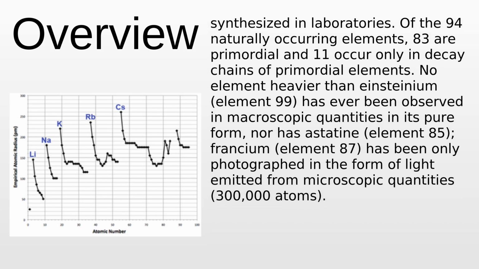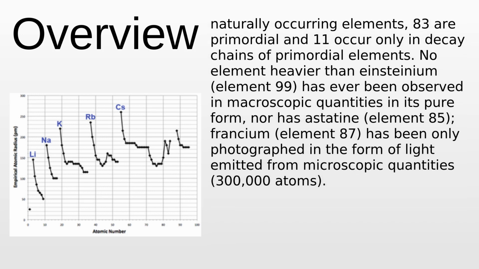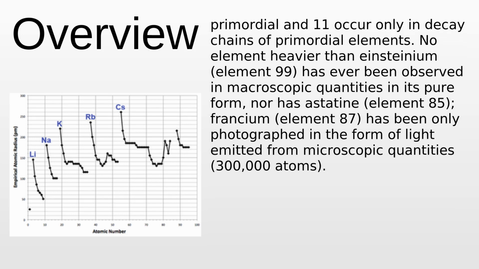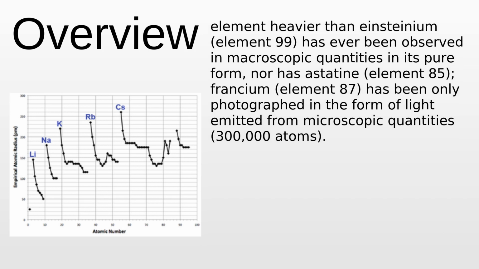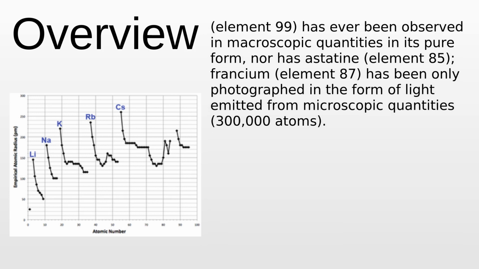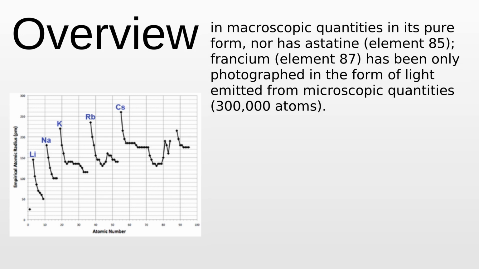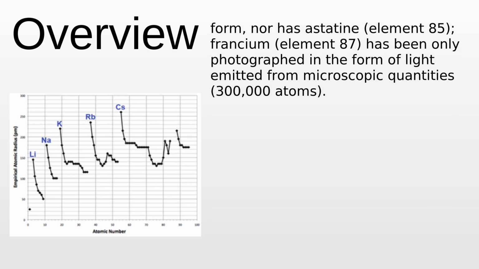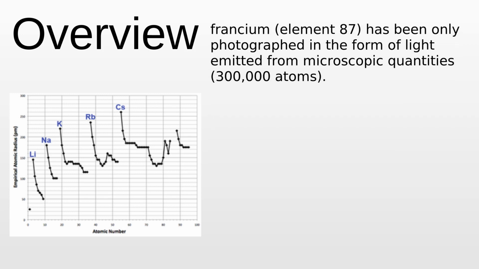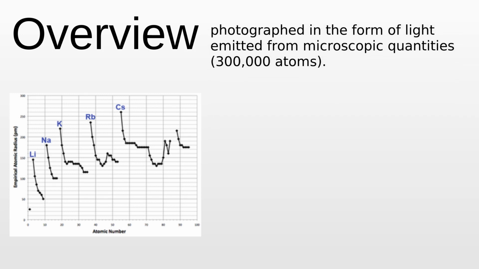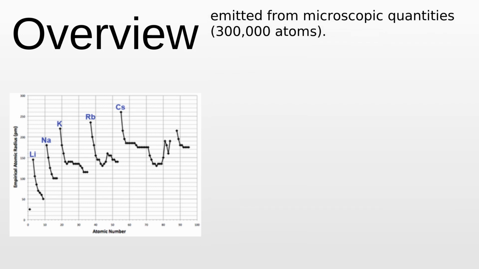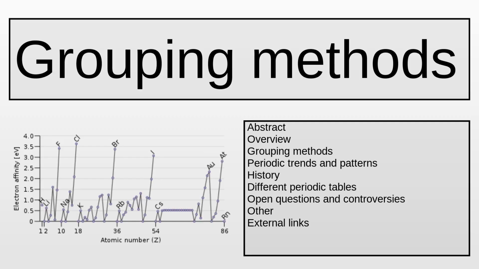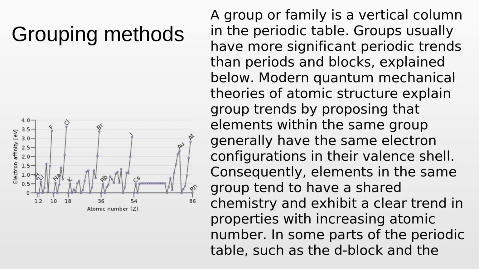occur only when synthesized in laboratories. Of the 94 naturally occurring elements, 83 are primordial and 11 occur only in decay chains of primordial elements. No element heavier than einsteinium, element 99, has ever been observed in macroscopic quantities in its pure form, nor has astatine, element 85. Francium, element 87, has been only photographed in the form of light emitted from microscopic quantities, 300,000 atoms.